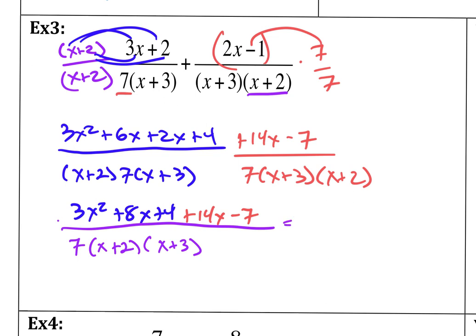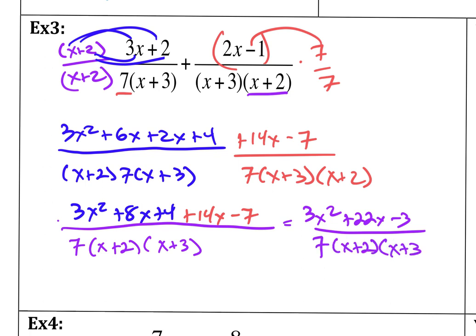Okay, so now we're going to go ahead and combine terms. And if we do, we have a 3x squared plus 22x and then minus 3. And this is all over 7 times x plus 2 times x plus 3. All right, now unfortunately 3x squared plus 22x minus 3 does not factor, so that means that we won't have any common factors across cancel, so we are done with our problem.